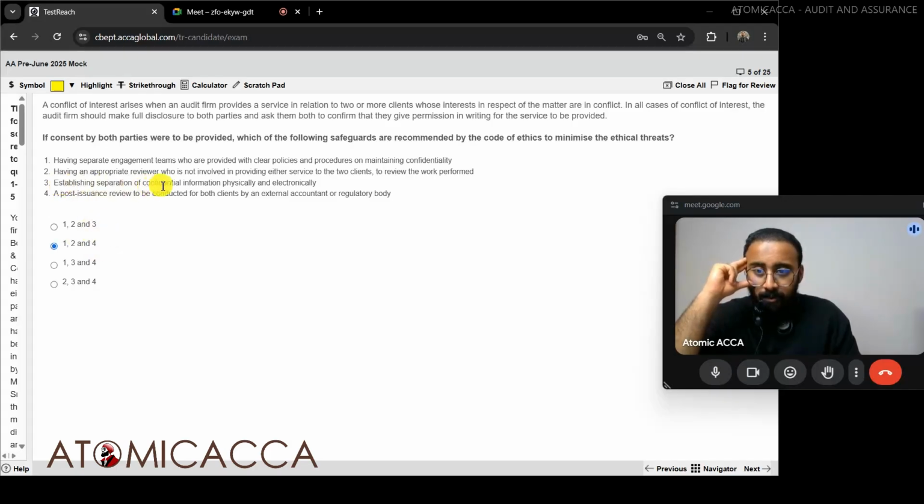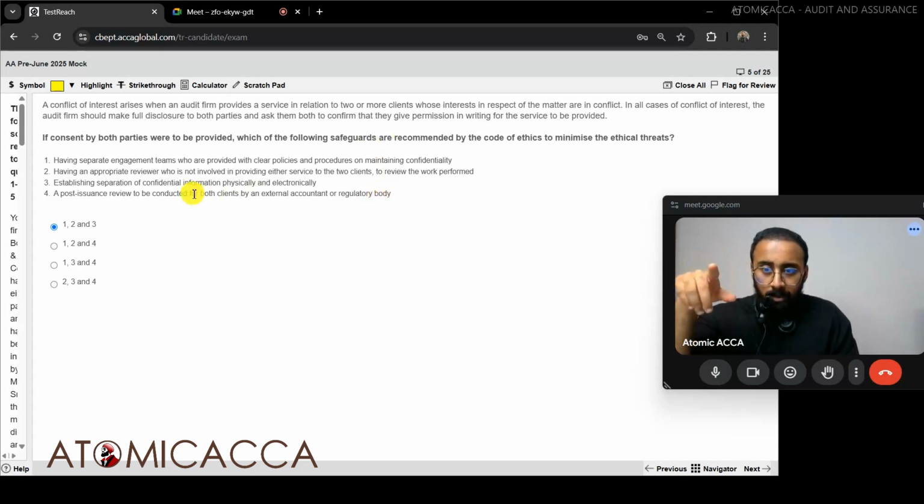Establishing separation of confidential information physically and electronically. So confidential information, you're making a separation in this physically and electronically. So 1, 2 and 3 is correct. So by default 1, 2 and 4 will not be correct, but let's see what this is. A post issuance review to be conducted for both clients by an external accountant or regulatory body.